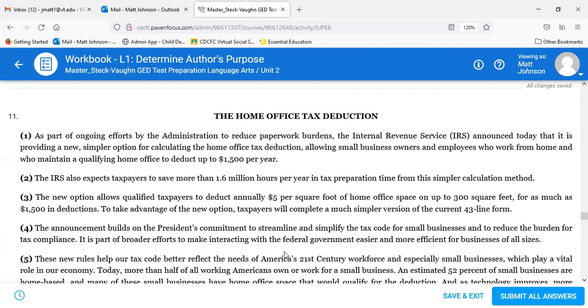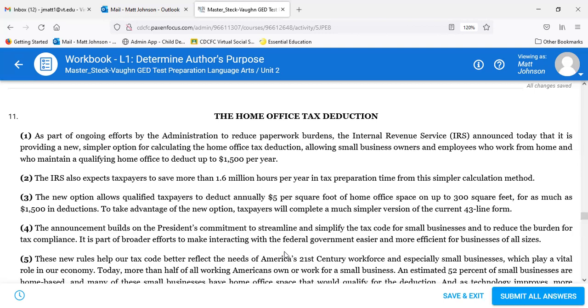The new option allows qualified taxpayers to deduct annually $5 per square foot of home office space on up to 300 square feet for as much as $1,500 in deductions. To take advantage of the new option, taxpayers will complete a much simpler version of the current 43-line form. The announcement builds on the President's commitment to streamline and simplify the tax code for small businesses and to reduce the burden for tax compliance.